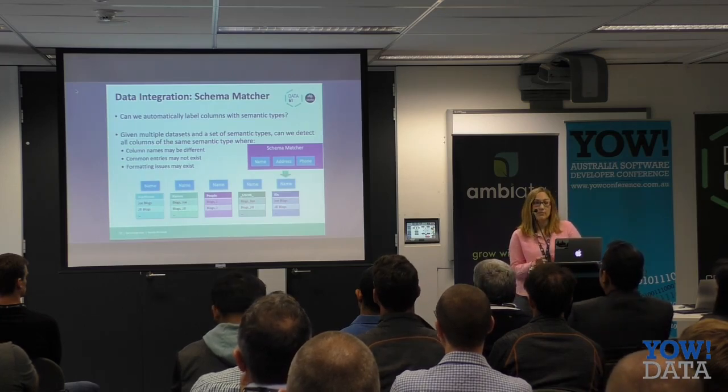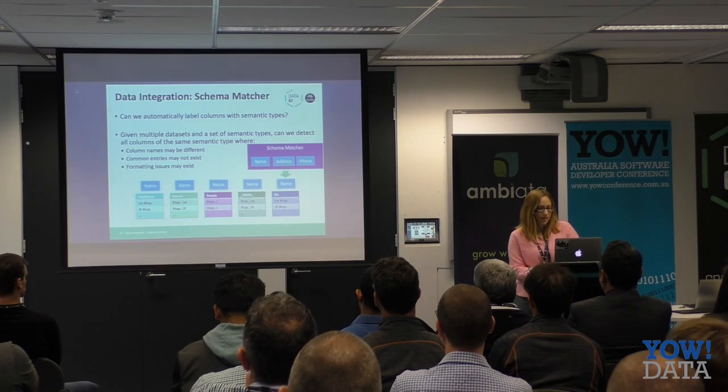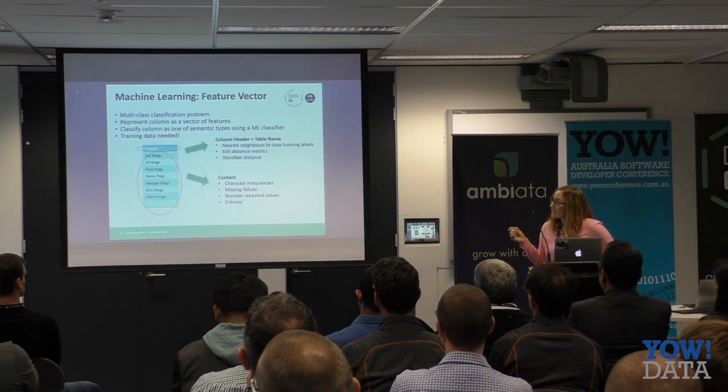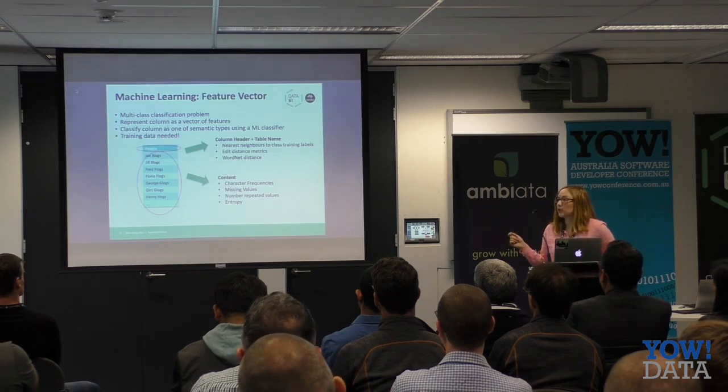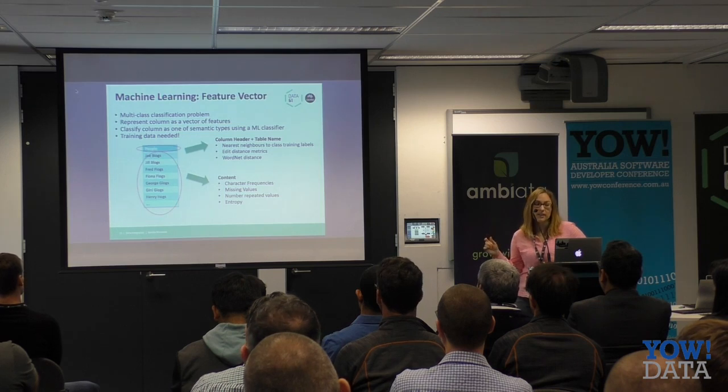For those of you who are familiar with machine learning, this problem might sound very much like a multi-class classification problem. So, exactly, that's what it is. To solve it, we first need to represent each column as a feature vector, which can then be supplied to a machine learning classifier.